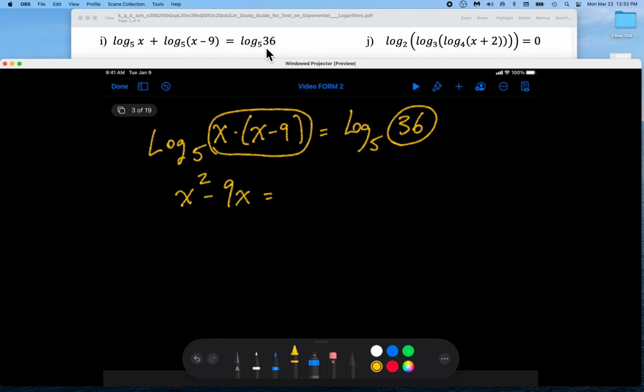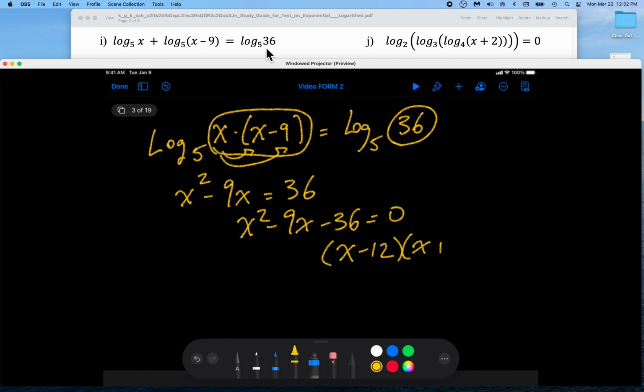I'm going to go ahead and distribute this x as I write this down, i.e. x squared and minus 9x. We're going to bring the x squared on the same side of the equal sign. We recognize this as x minus 12, x plus 3 equals 0, x equals 12, or x equals minus 3.